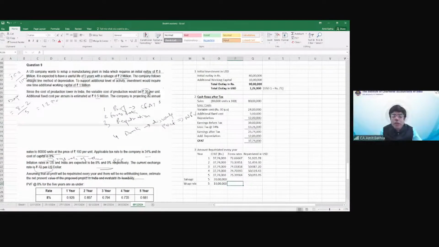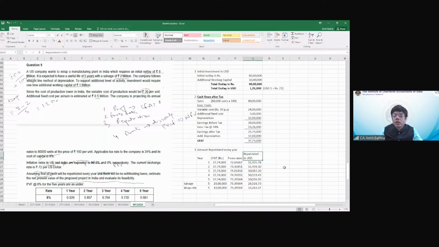Now this is all happening at the end of the 5th year. So the exchange rate will be the same as at the end of the 5th year. Am I right? Yes, sir. Okay. So these are the total USD values which are going to get repatriated.